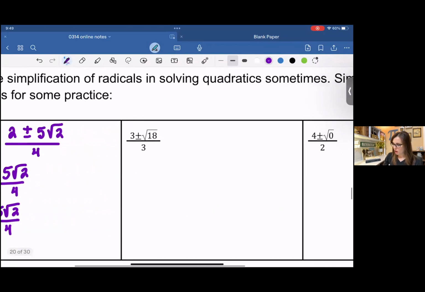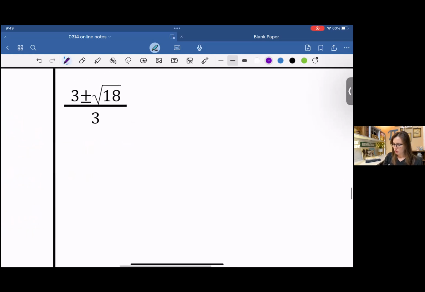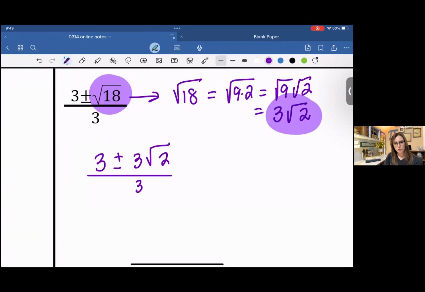So I want you to go ahead and try this one. Pause it, try it, come back. Hopefully you got 3 root 2 as the simplified version of square root 18. I used perfect squares because it's a pretty small number, and that's 9 times 2. Square root of 9 is 3, and then 2 stays under. So I have 3 plus or minus 3 root 2 over 3. Now this isn't completely simplified because these numbers outside are all divisible by 3. So you can do that.